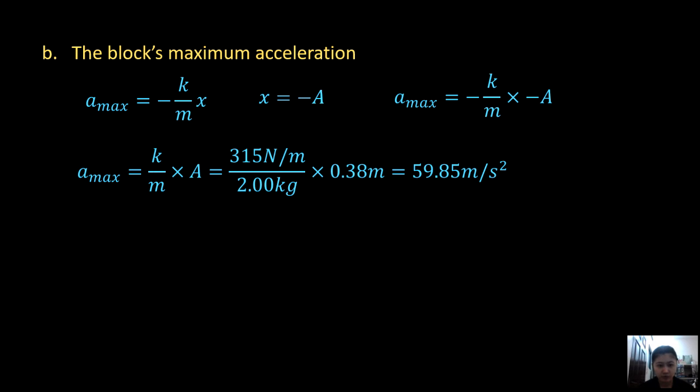Plugging in the given values in the formula, we get 350 newtons per meter, which is the force constant, divided by the mass, which is 2.0 kilograms, multiplied by the amplitude, which we solved in the previous slide, 0.38 meters. Solving that, we get 59.85 meters per second squared. So that is the maximum acceleration of the block.